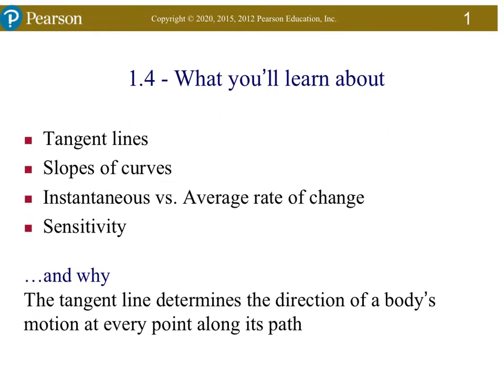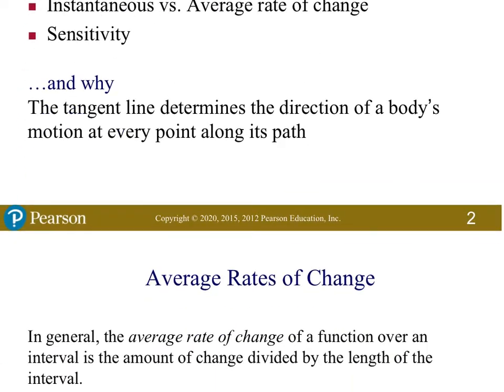So we're going to talk about in 1.4, we'll review what it means to be a tangent line, what it means to find the slope of a curve, the difference between instantaneous and average rate of change, and then something new called sensitivity, which is just a new vocabulary word, but it still means the instantaneous rate of change. So it's an equivalent idea, it's just a new vocabulary word to refer to that.